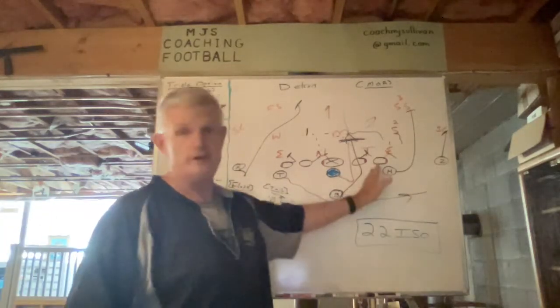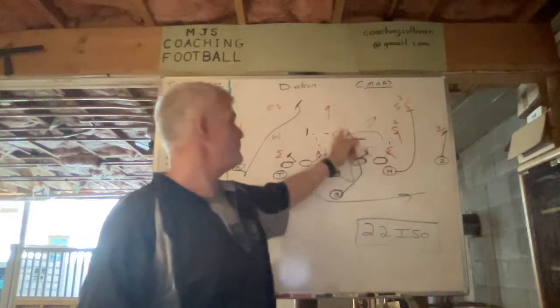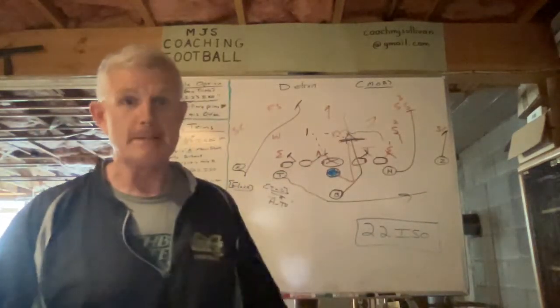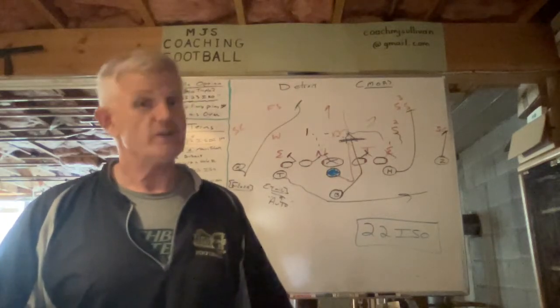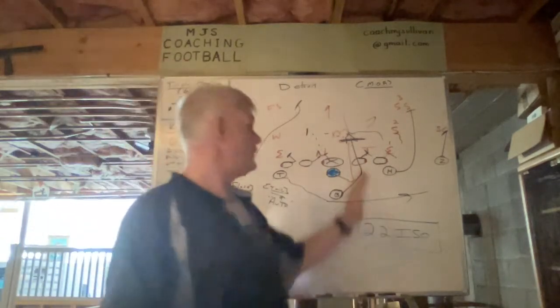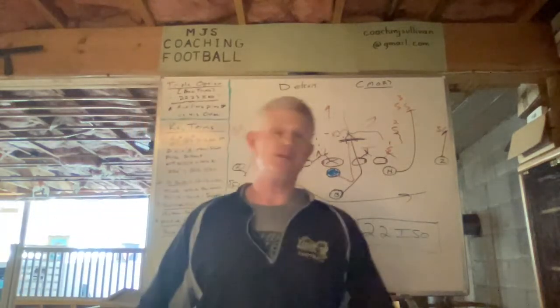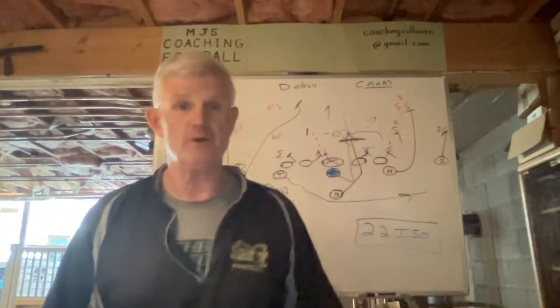So that's the 22 ISO, and that's how we run it, and that's why we run it. Okay, especially to the three technique side, that Mike linebacker should be hard over the top. He can afford to be. So that's why you do have to find a way to run your inside veer to a three technique in order to give yourself the ability to run this to the three technique.